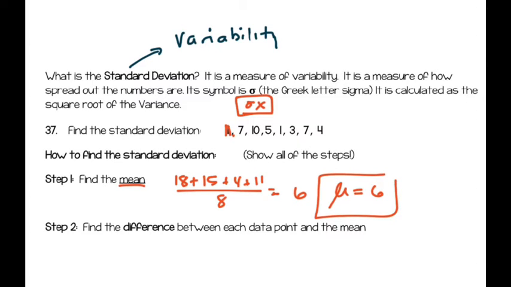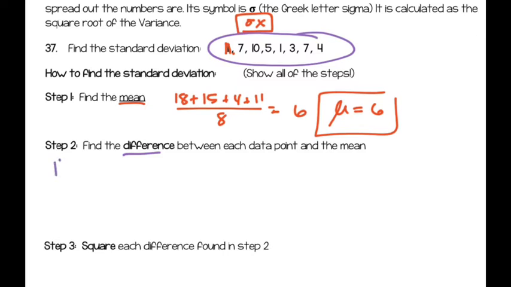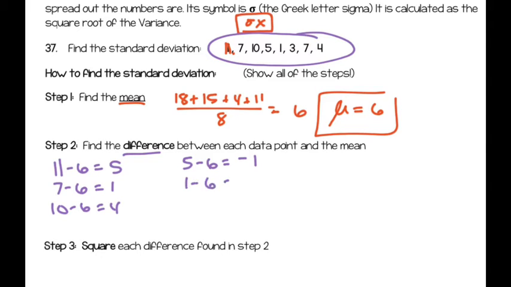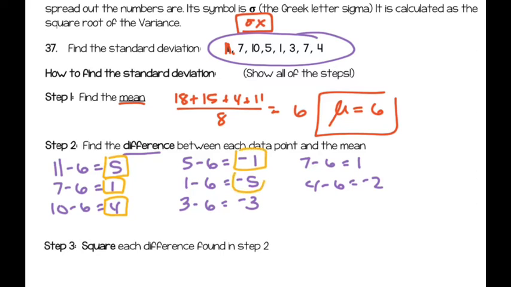Okay? Now the next step is we're going to find the difference between each data point, these are our data points, and the mean. So I'm going to take each data point one at a time and I'm going to find the difference. So between 11 and 6, that difference is 5. 7 minus 6, that difference is 1. 10 minus 6, difference is 4. 5 minus 6, that difference is negative 1. It's okay that it's negative. Don't worry, it's negative 1. 1 minus 6 is negative 5. 3 minus 6 is negative 3. 7 minus 6 is 1, and 4 minus 6 is negative 2. So those are my differences from the mean. So I've got these numbers right here.